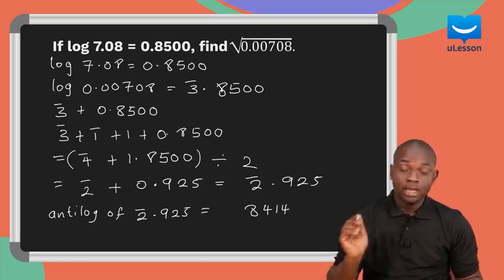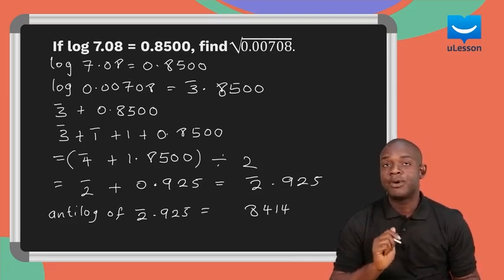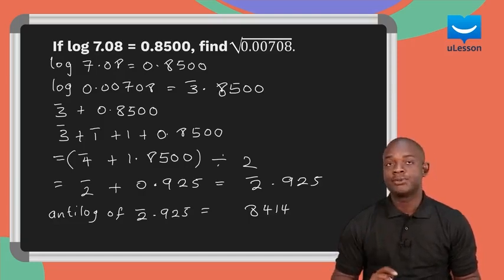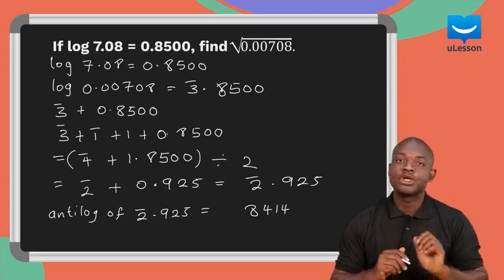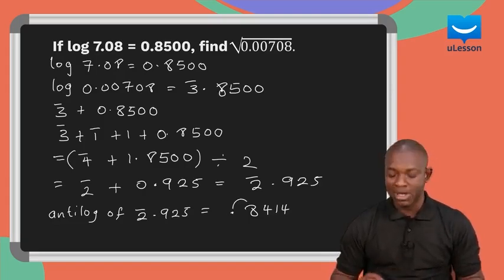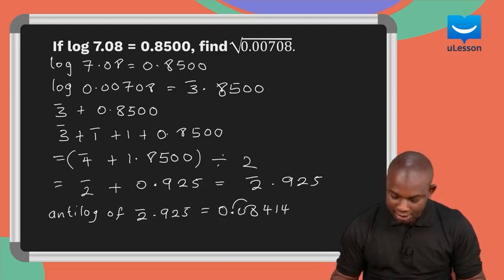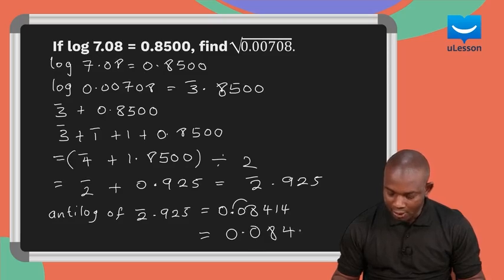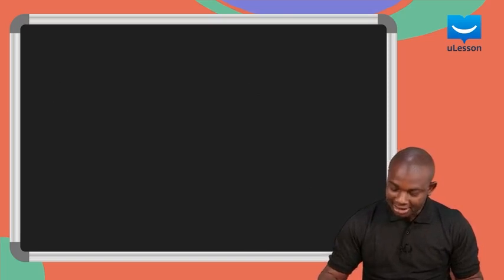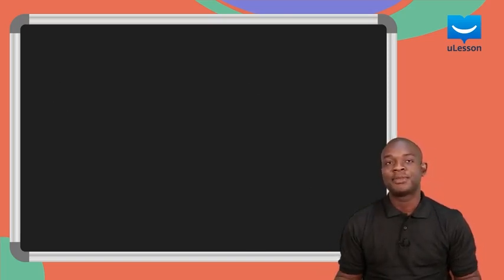8414. Then to get the position of the decimal point, we add 1 to the characteristic. In this case, bar 2. So bar 2 plus 1 gives us bar 1. This means we count just one step. And doing that, we have a new position of the decimal point and we add zeros to make it up. And so our final answer is 0.08414.